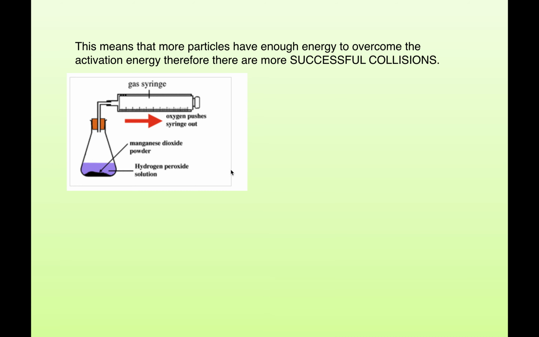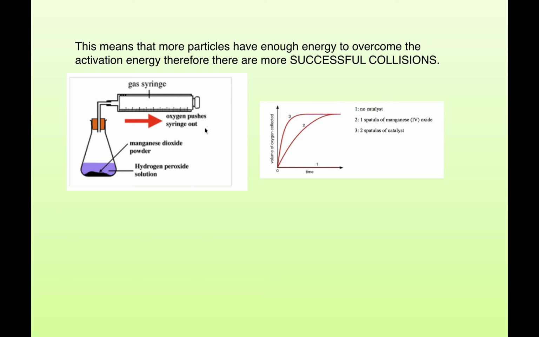Let's look at an example. This is hydrogen peroxide decomposing in the presence of the catalyst manganese dioxide. So what we do is we add the manganese dioxide and we produce oxygen gas, and then we measure the oxygen gas in the gas syringe. You get graphs that look something like this.